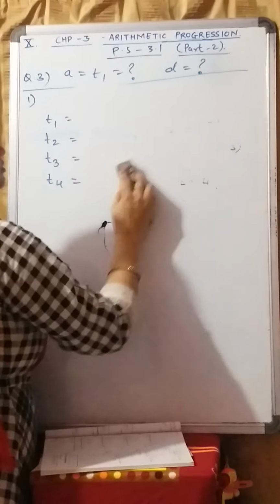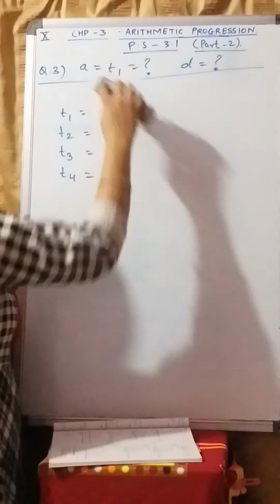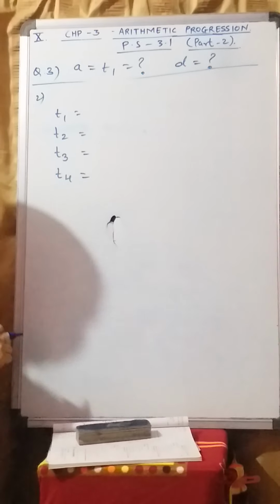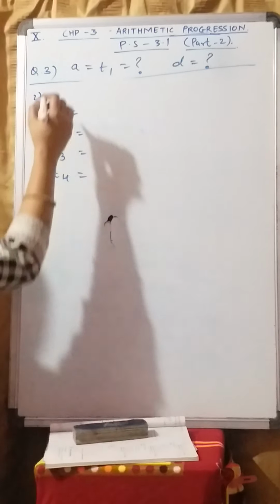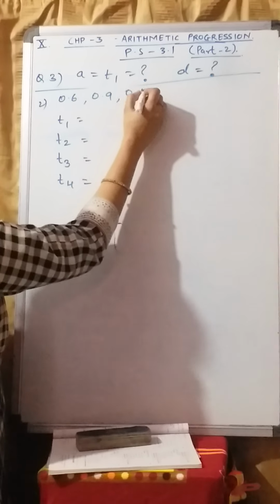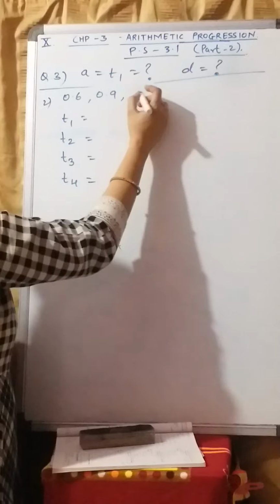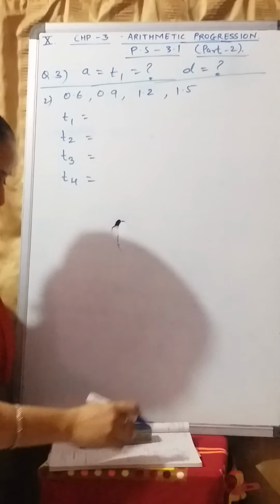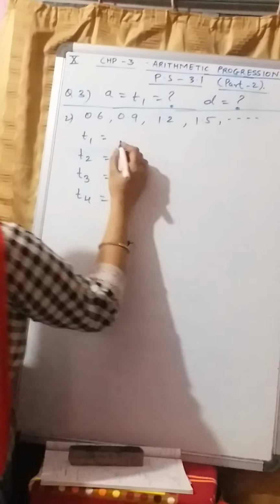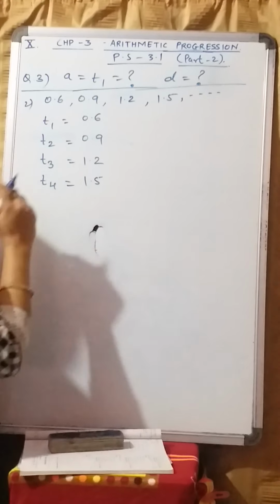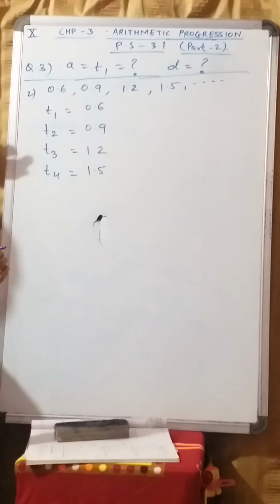Question number 1, sum number 2. We are doing the second one. In the second, the AP given is 0.6, then 0.9, then 1.2, then 1.5. The first term is 0.6, the second term is 0.9, then 1.2, then 1.5. So the first term we have already got.